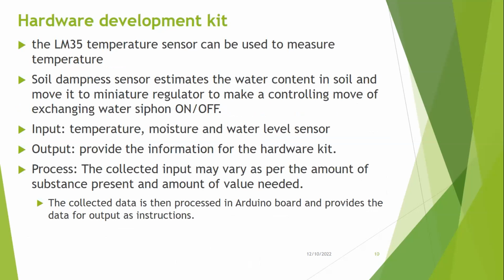We are also using an LM35 temperature sensor to measure the temperature, and a soil dampness sensor to estimate the water content in the soil and move it to a miniature regulator to make the controlling move of switching the water pump on or off. In this case, we are going to take the input as temperature value, moisture value, and water level value. This can be measured by the sensor, and based on that, it provides the information to the hardware kit. It collects this information, and then depending upon the requirements set up by the user, it is going to sprinkle the water over the field.